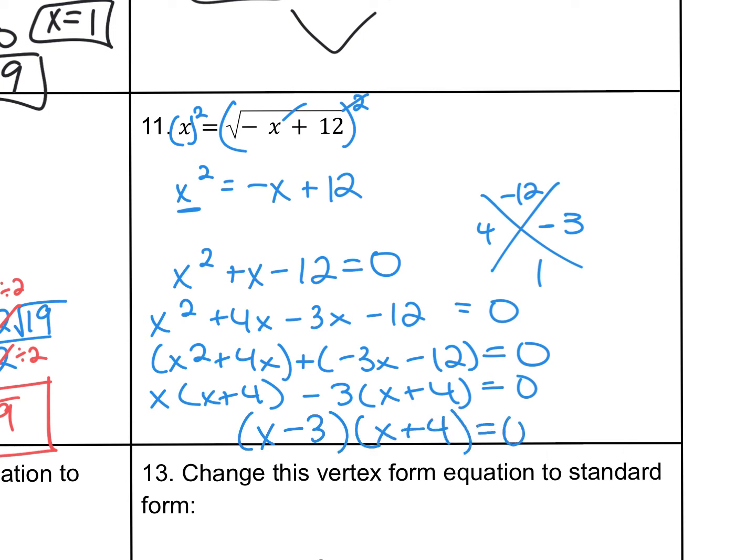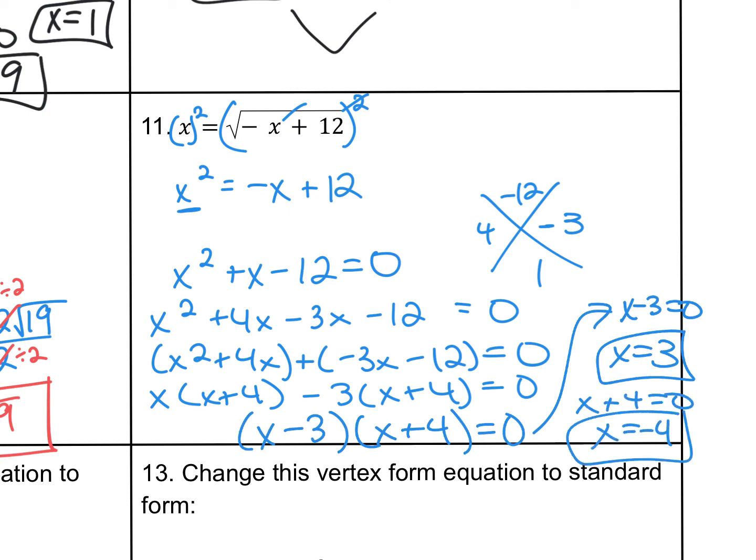And then I just break them both apart. So x minus 3 equals 0 means x equals 3. And x plus 4 equals 0 means x equals negative 4. That's it.